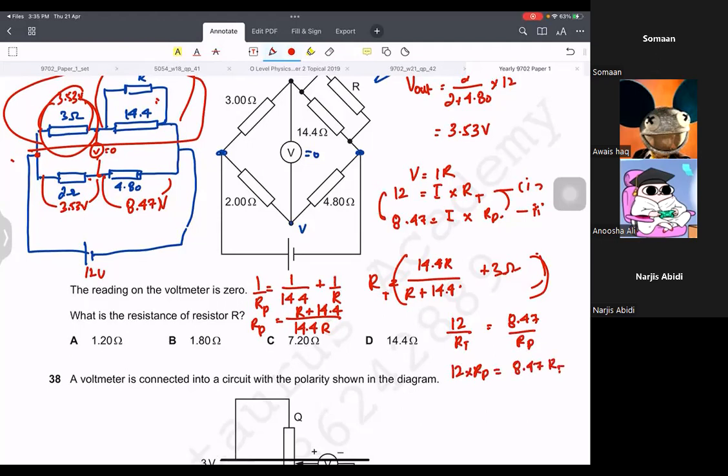This is too long. There has to be an easier way. Why isn't there an easier way? Why? Okay, never mind. Still, let's do this. Then I'll think of an easier way. Well, this is R plus 14.4 over 14.4 R, and this is 8.47, and the total is this equation. Oh my God. How are we ever going to solve this?